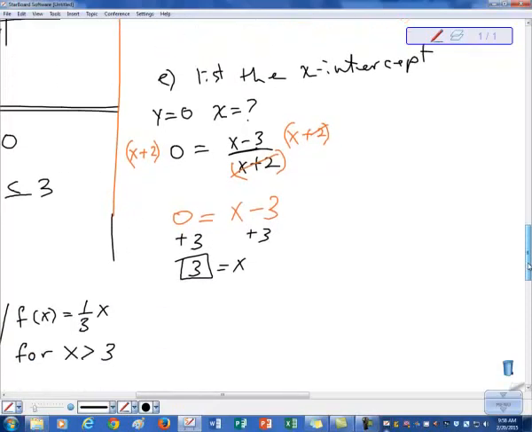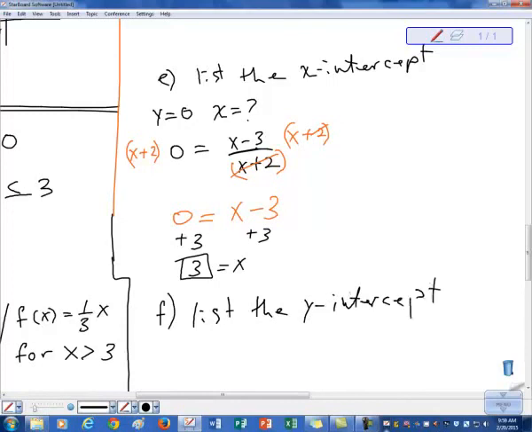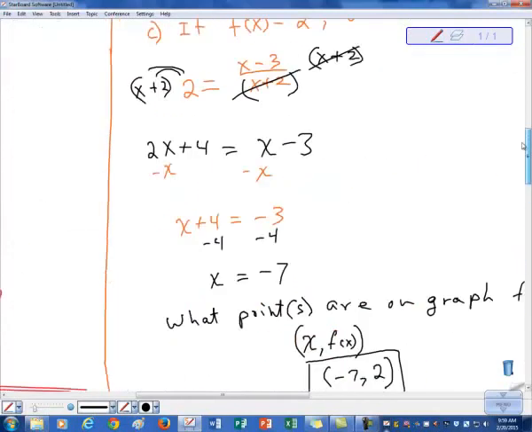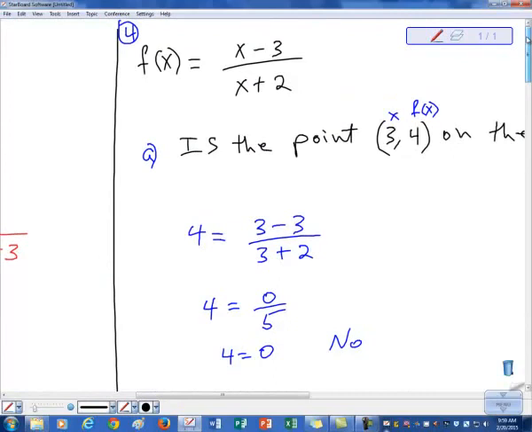All right, and then part F, list the y-intercept. Make that better looking. There we go. So now we're going to set x equal to 0 and solve for y. So we're going to take our function again up here, and we're going to put 0 in for x. x minus 3 over x plus 2.